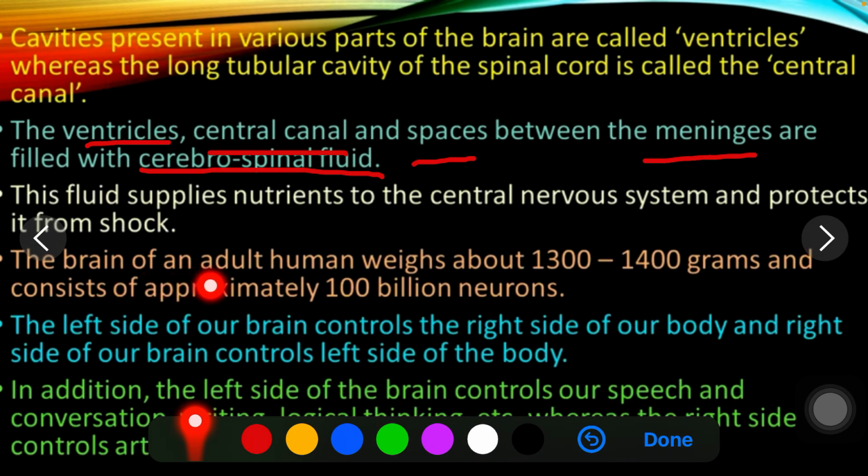Now student, the brain of an adult human weighs about 1300 to 1400 grams and consists of approximately 100 billion neurons. कितना वेट है अडल्ट ह्यूमन के ब्रेन का? 1300 to 1400 grams. Now the left side of our brain, जो लेफ्ट साइड है ब्रेन का वो कंट्रोल करता है राइट साइड की बॉडी को, and the right side of the brain controls the left side of the body.